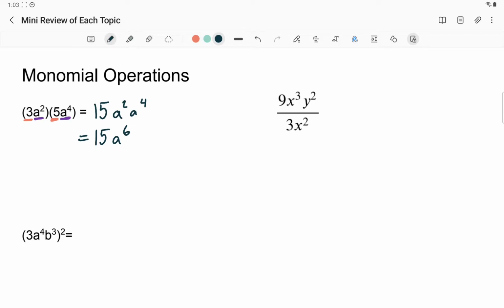All right, let's look at a similar one, but this time involving the division of parts. Again, start off with your coefficients, the numbers in front. Deal with those separately. What's 9 over 3? Well, 9 over 3 is the same as just 3. So we can start with that.